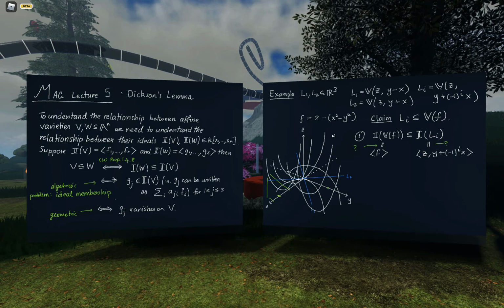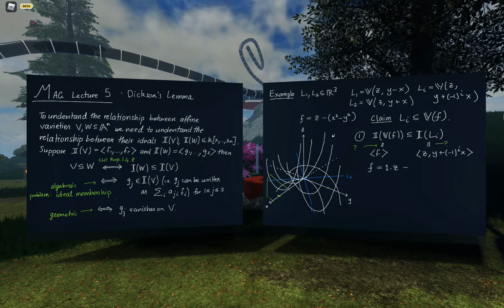Well, to check the ideal generated by f belongs to there is simply to check that f can be written as a linear combination of z and y plus those equations. But of course f is equal to 1 times z minus y.